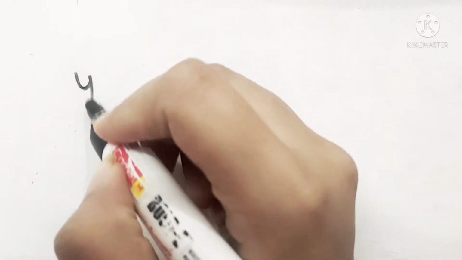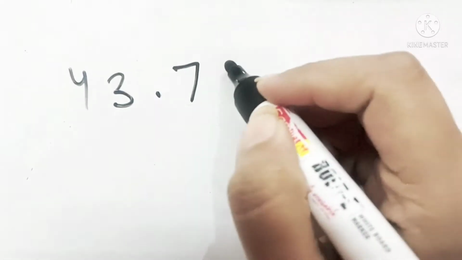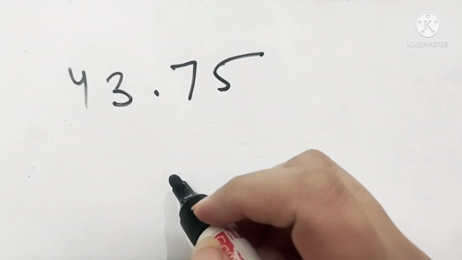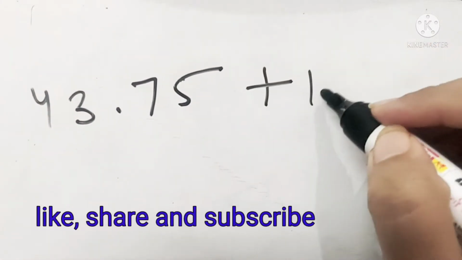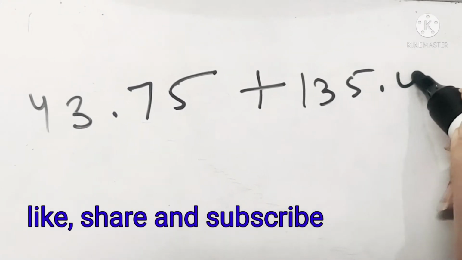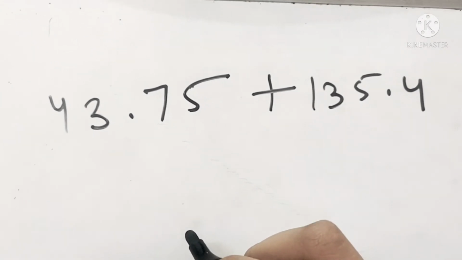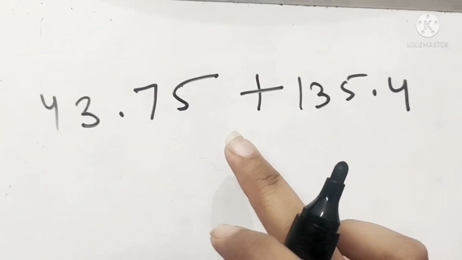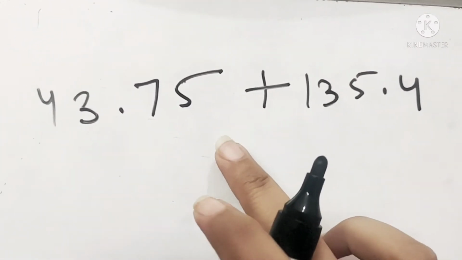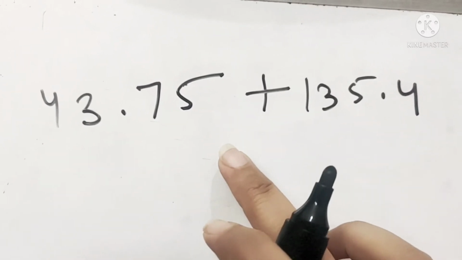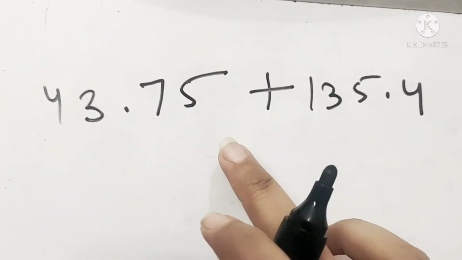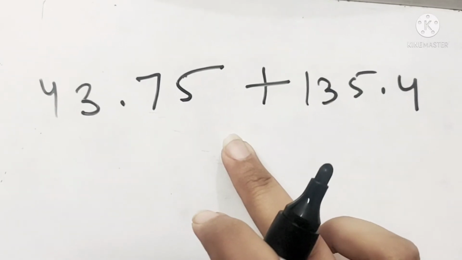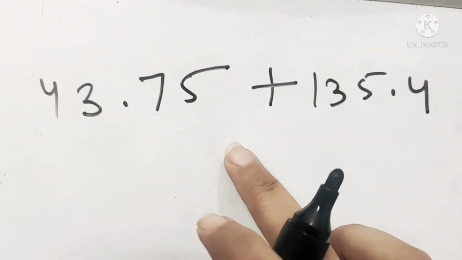Okay, so before starting you have to keep only one thing in mind. Suppose I take any random decimal numbers, 43.75 added to 135.4, and I have to add both of them. Before adding, you have to make all the decimal numbers given in the question like decimals, meaning aligned. Then it will become very easy for you to add them.